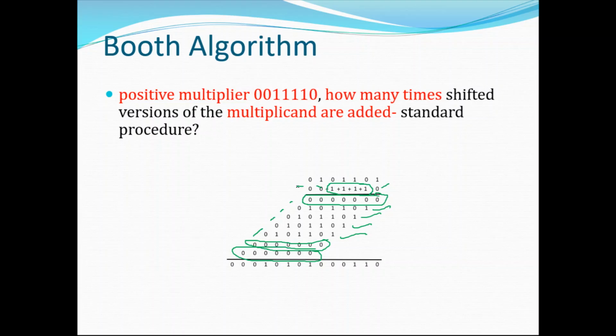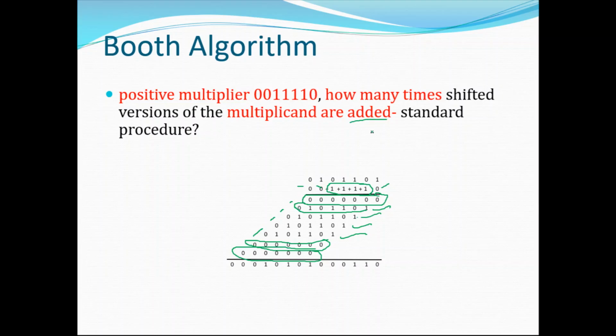We are adding only 4 times. The multiplicand is added first, then second, then third and fourth. Is there any way to reduce this number of additions? That is what Booth's algorithm concentrates on.